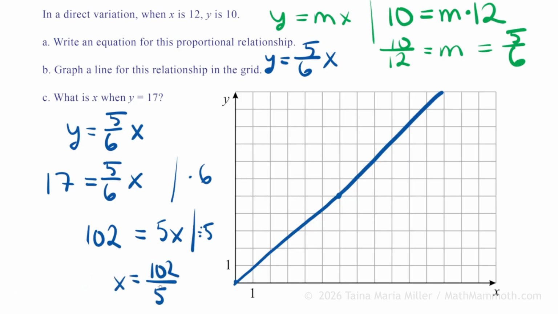And x equals 102 over 5. If we don't want to leave it as a fraction, we could give it as a decimal or a mixed number. I'm just running out of space. So 100 divided by 5 is 20. And then 2 divided by 5 is 0.4. So 20.4 is the value of x.